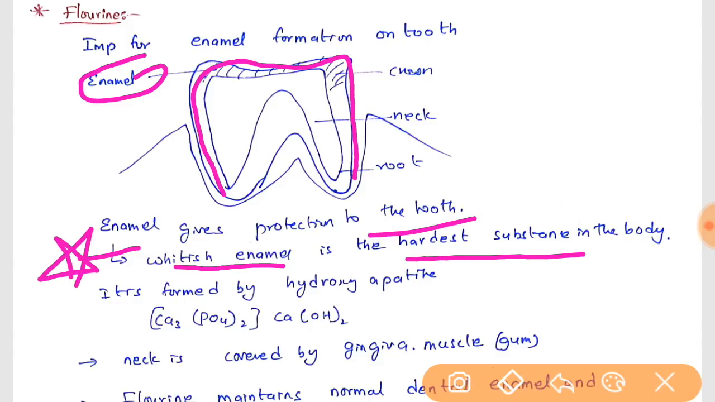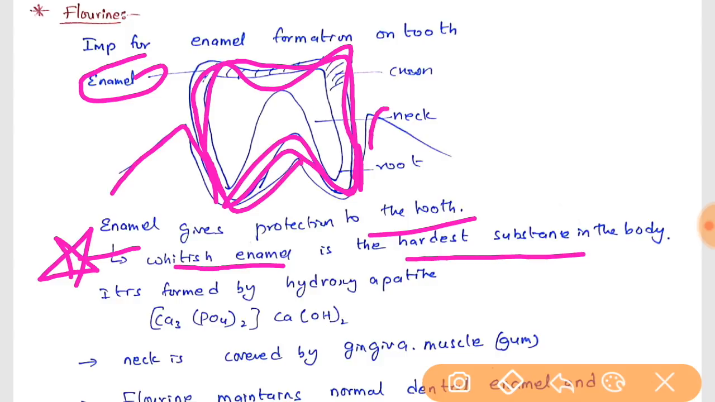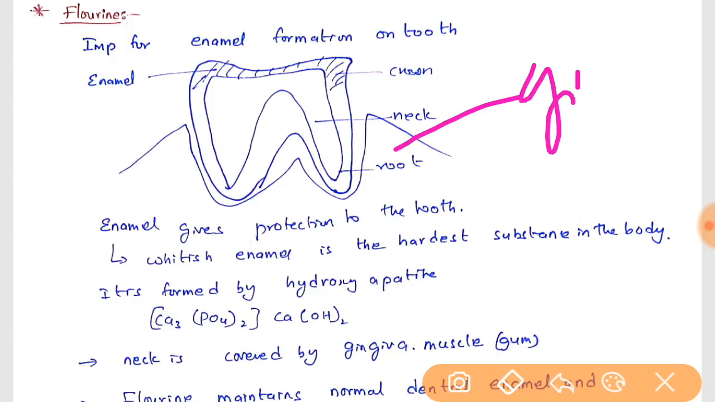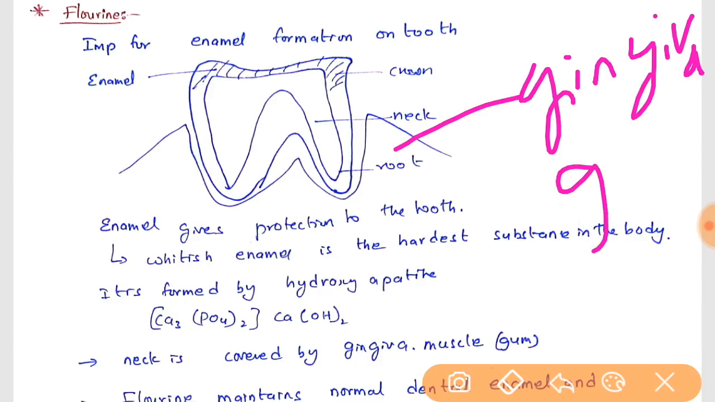It is formed by hydroxyapatite, friends, and this is the structure of the tooth. This part is called the root, and this is called the neck, friends. It is covered by gingiva muscle, the gum, as we say.